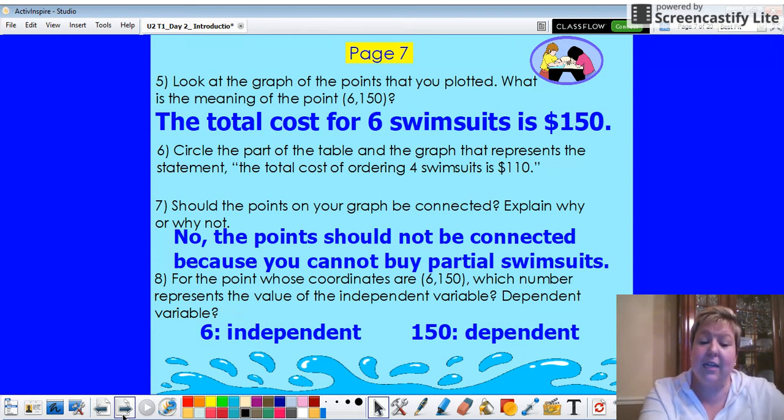And then in number 8, for the point whose coordinates are (6, 150), which number represents the independent variable? X is always independent, Y is always dependent. So in an ordered pair, you have your X value of 6. So the independent value is 6, and the dependent value is going to be 150. So that kind of wraps up where we were ending yesterday.